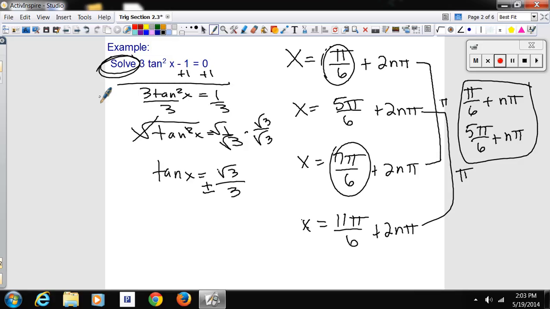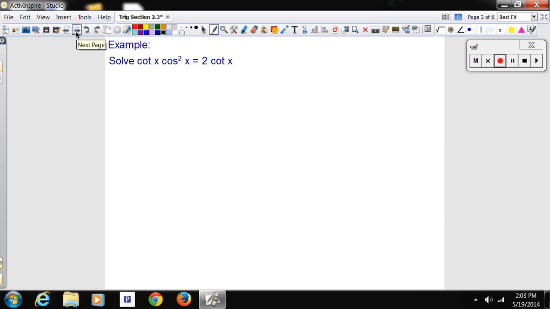Okay, the next example looks a little different. Let me give you a second to write it down. This one has 2 trig functions in it. Normally, we would want to take one of those trig functions out so that all the trig functions are the same. But in this case, we could actually keep the 2 different trig functions in there and still solve for it. I'm going to show you how.